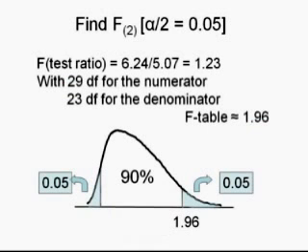For our purposes, we would like to find the first and second F value with alpha half of 0.05. Remember that our confidence interval was 90%, therefore there are two tails with 5% each. From the last slide, we know that the test ratio is 1.23. We also know that we have 29 degrees of freedom for the numerator and 23 for the denominator. From the F table on the next slide, we approximate the F value of 1.96. Therefore, the upper limit with alpha half of 0.05 is 1.96.